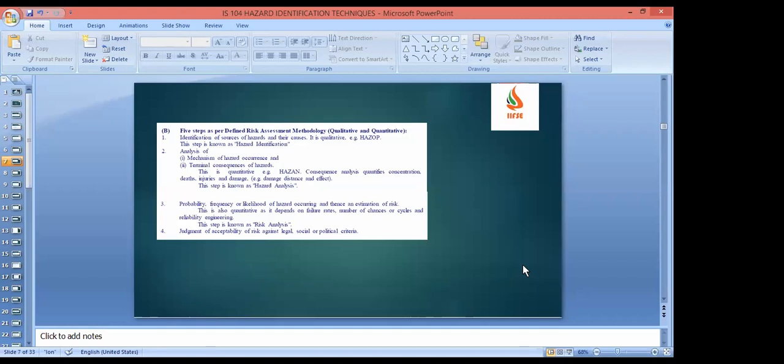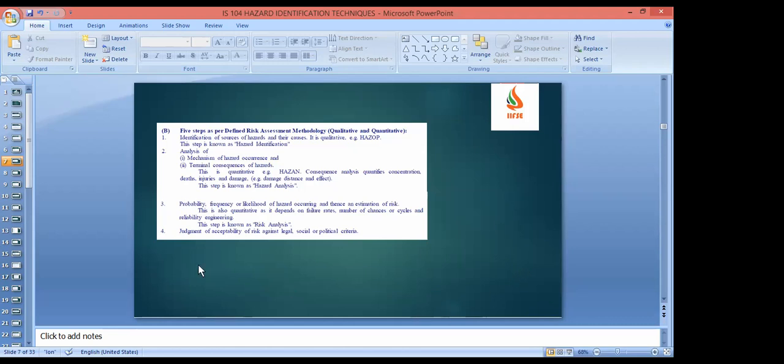So in the other method, what we are doing in qualitative analysis is just an example of a hazard. But in this particular risk assessment, we will analyze the mechanism of hazard occurrence, that is, how the hazards are coming, how the hazard is created, and also the terminal consequences of the hazard, that is, what its consequences are. Here we are going to quantify the consequences: how many people are dying, how many injuries are happening, how much damage is happening, that is, the value of the damage.